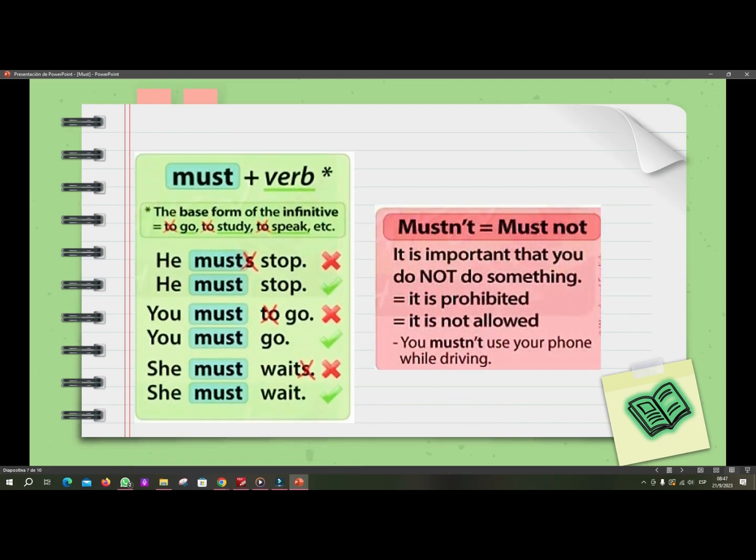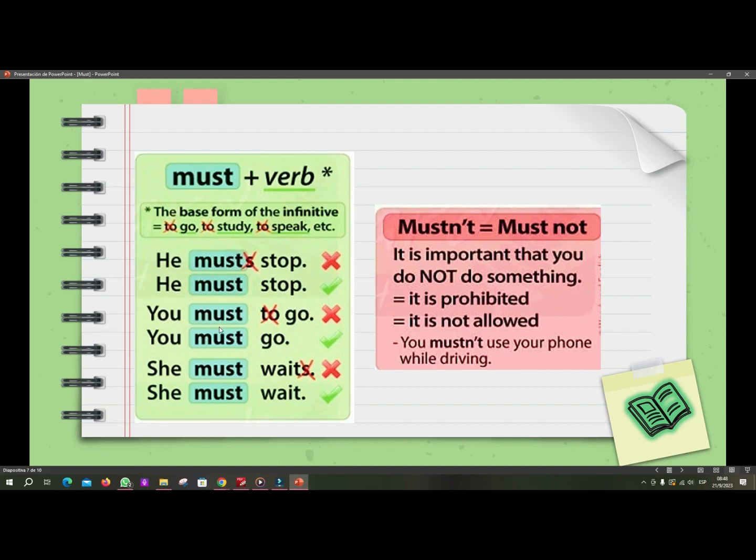Here you have more examples, right? Must plus the verb, the base form of the infinitive. No "to go," "to study," "to speak." No, just go, study, speak. "He must stop." That is incorrect, right? "He must stop." That would be great. Subject, the modal verb, and the verb in the base form.